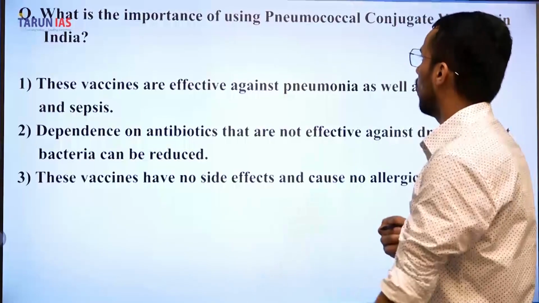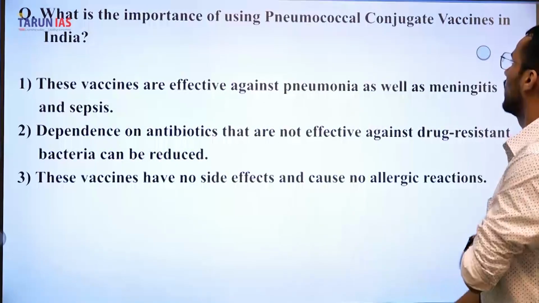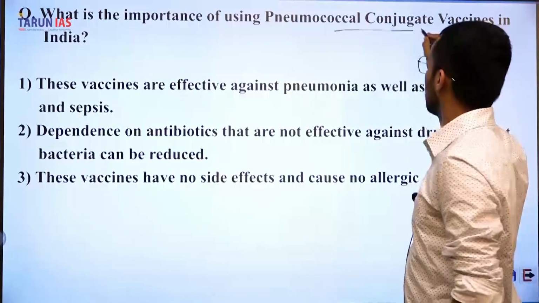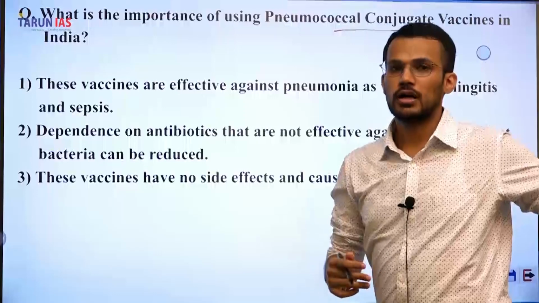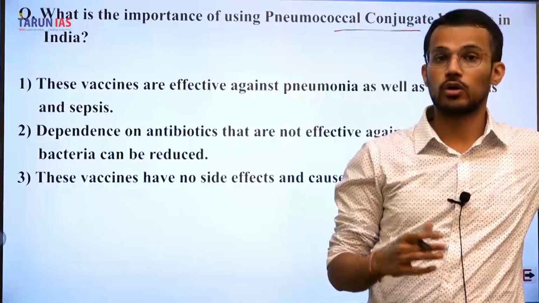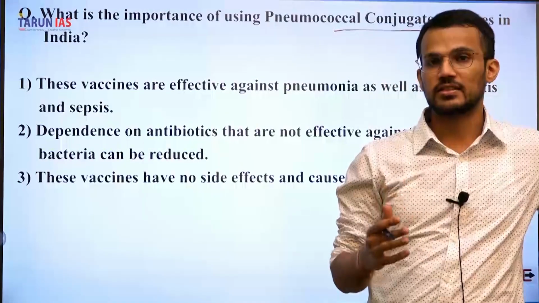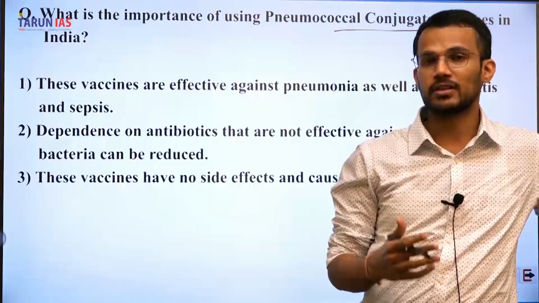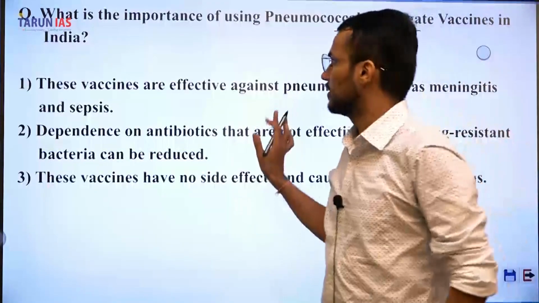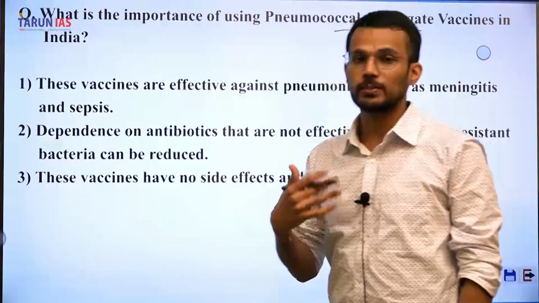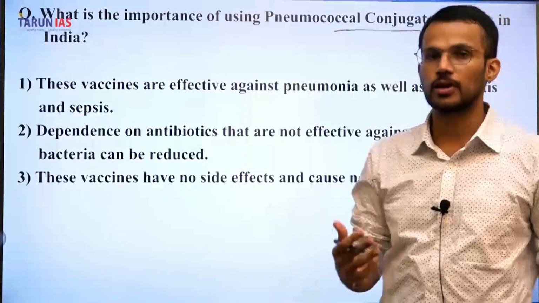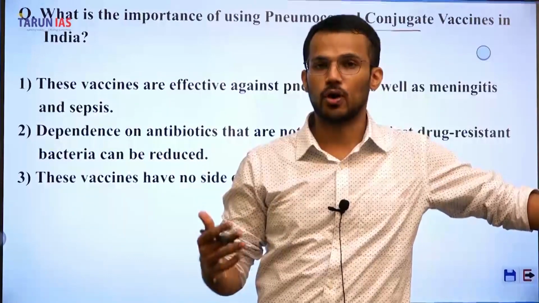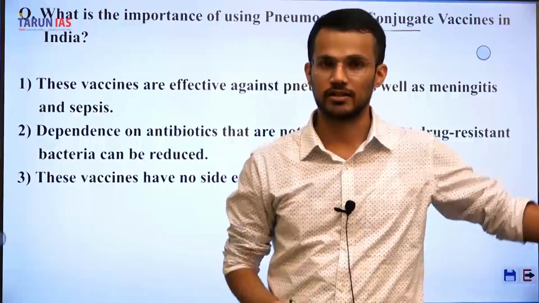What is the importance of using pneumococcal conjugate vaccine in India? So pneumococcal conjugate vaccine is used for the diseases caused by pneumococcal bacteria, and those diseases are pneumonia, meningitis, sepsis, etc. Right? So those diseases are prevented. We will be able to prevent those diseases, and you must be aware of the fact that recently the drive of this vaccination was started in India.